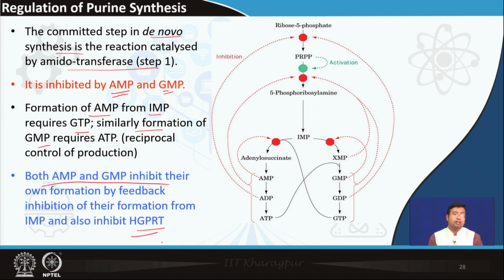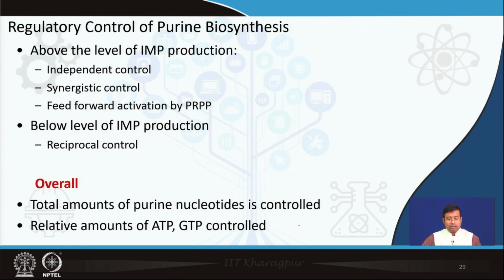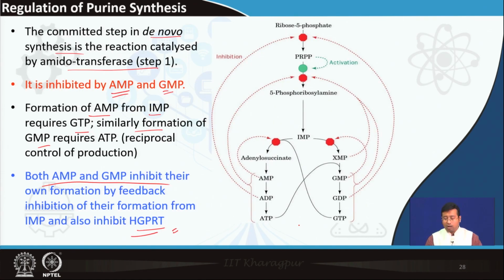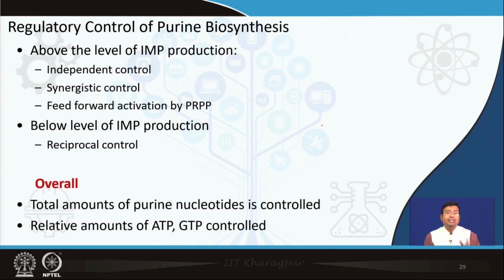So, thus AMP and GMP inhibit their own formation by feedback inhibition, and they also inhibit formation of IMP from HGPRT. HGPRT is an enzyme of the purine salvage pathway. So, this regulation will also be applied when we are discussing the purine salvage pathway. The main thing is ATP and GTP are reciprocally controlling each other, and also the first committed step as well as the HGPRT enzyme, above the level of IMP production. Above this level, generally it is independent and synergistic control, and there is forward activation by PRPP.